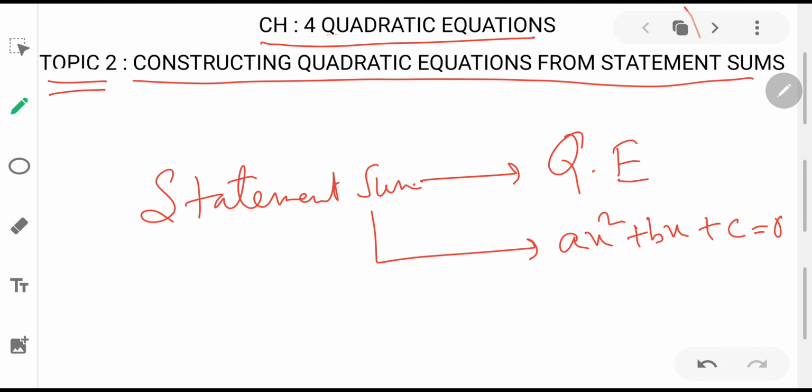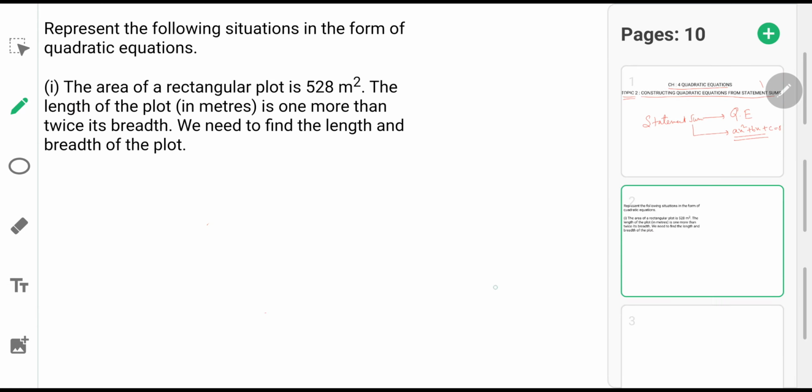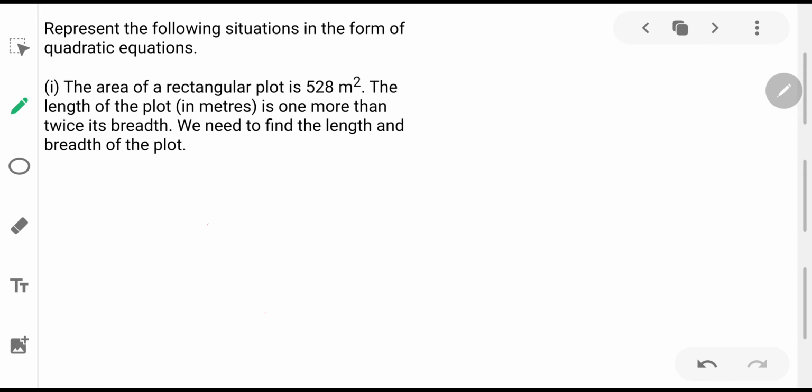Statement sums means those sums in which a situation is given, and from that situation you need to construct a quadratic equation. In the previous topic, we have already learned what a quadratic equation is and how to check whether an equation is a quadratic equation or not. So, let us begin with the first question related to today's topic, which is represent the following situations in the form of a quadratic equations. Some situations will be given, we need to represent it in the form of a quadratic equation.